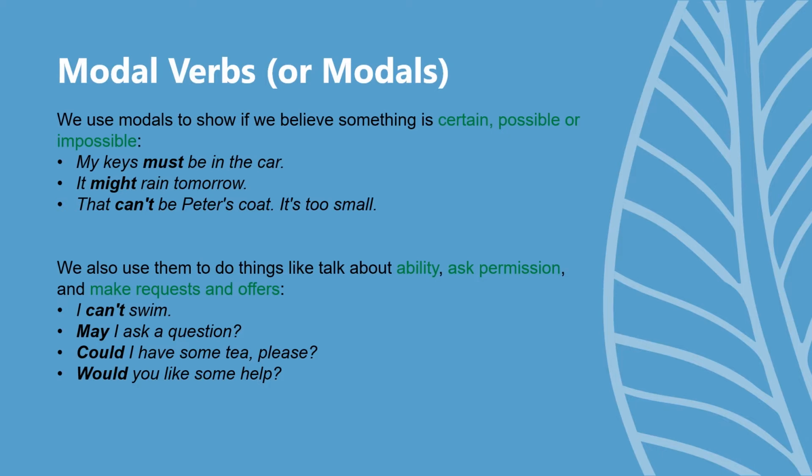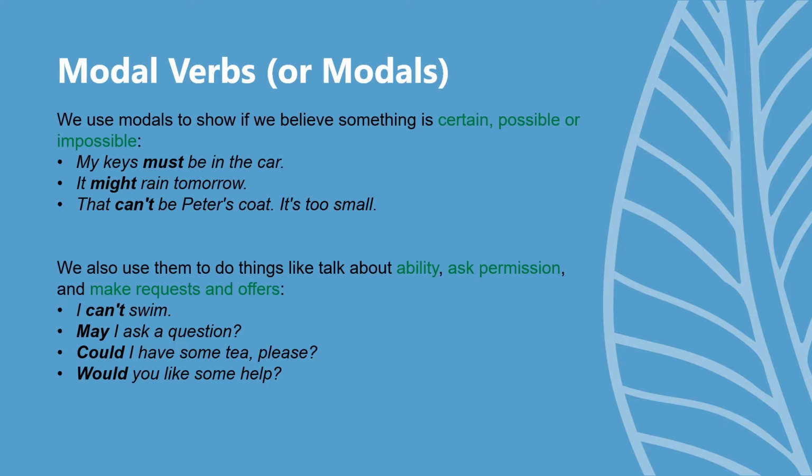Okay, example sentence, I can't swim. Okay, saya tak boleh berenang. That's your ability, that's your kebolehan. Tidak boleh ataupun boleh. I can swim, saya boleh berenang. I can't swim, saya tidak boleh berenang. May I ask a question? Okay, nak minta kebenaran untuk tanya soalan. Could I have some tea please? Awak nak buat permintaan, request. Would you like some help? You are offering a help. Maybe you see some old lady carrying too much of the grocery items. Maybe you want to help her.